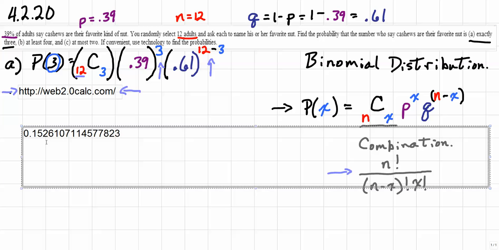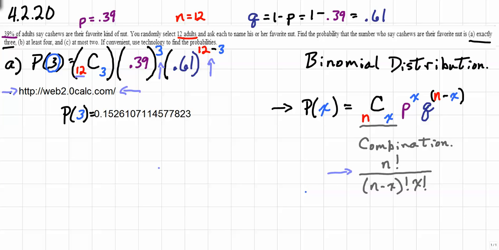And so I can now say that P of 3 is equal to 0.1526107, and it continues. Now in the MyStatLab exercise, it does say round to the nearest thousandth as needed, which means that P of 3 will be equal to, rounded to the nearest thousandth, 0.153.